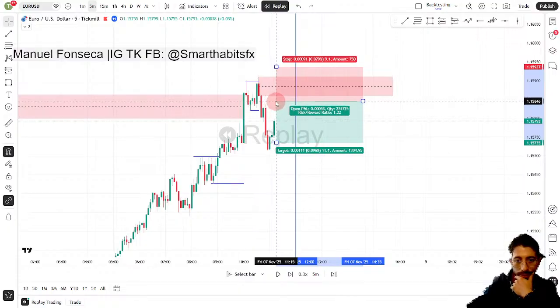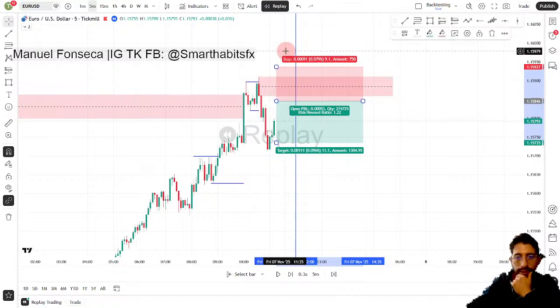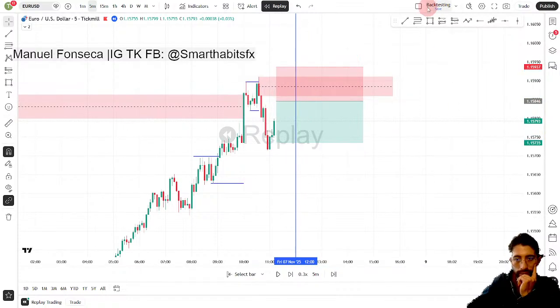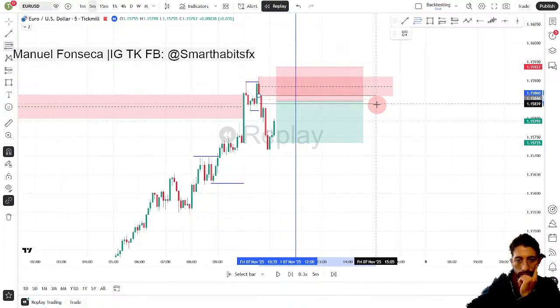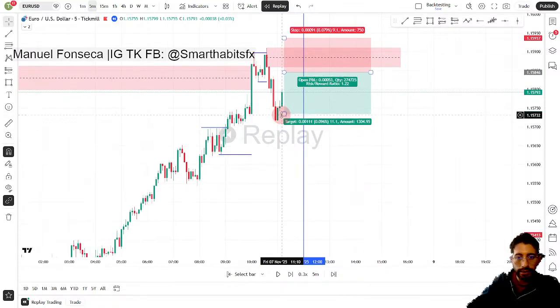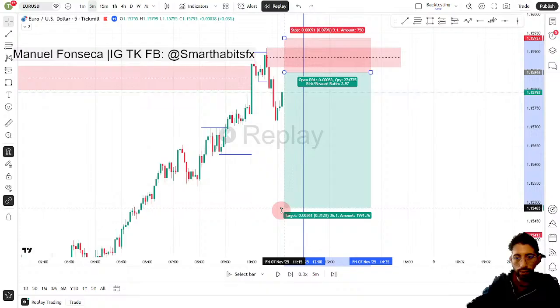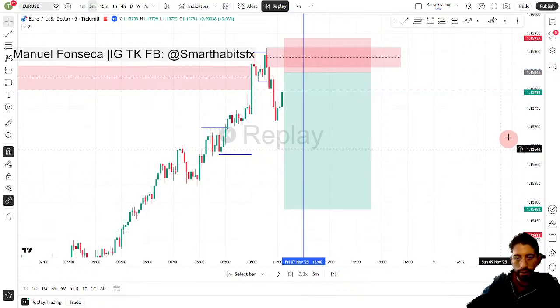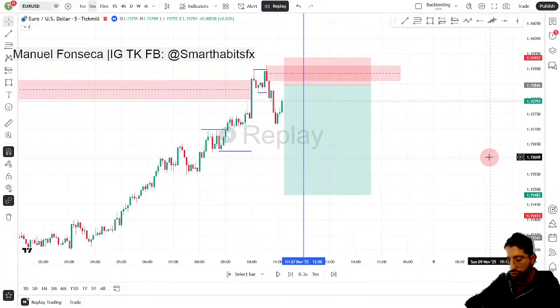It would be a good idea here to the imbalance. 9 pips. I think that's okay. Yeah, it's okay. I'm going to let this here. I'm going to put 1 to 4 to be here. Yep, and I'm going to let it do what it should do.